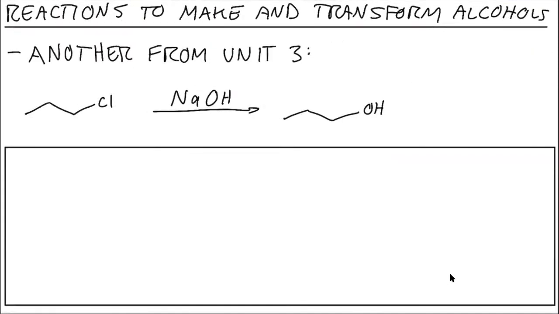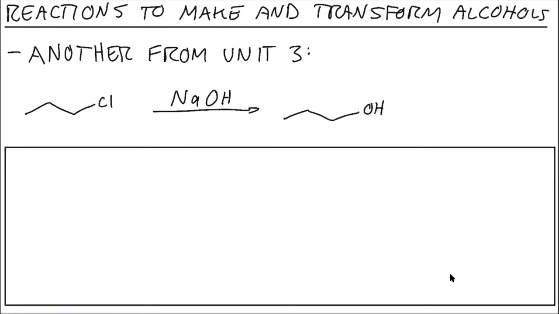Now let's look at another one that you have already seen before. So this is another one from last unit. We have some kind of chloride leaving group. We treat that with NaOH, and then we end up with an alcohol at the end. And so this is going to happen by a substitution reaction. Pause the video and answer the video question. What type of substitution reaction is happening here? SN1 or SN2?